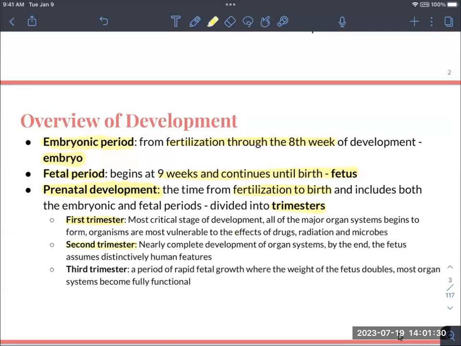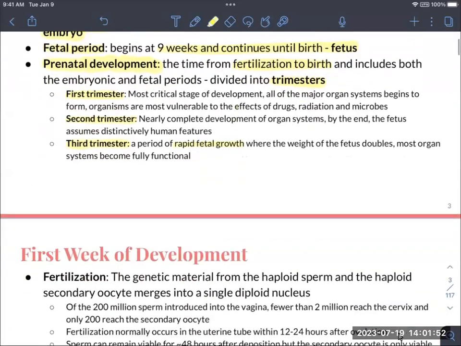They're just maturing. They're starting to develop more human-like features. And then that third trimester is rapid fetal growth. They grow very fast. They'll double in size, and their organs start to become fully functional during this third trimester.